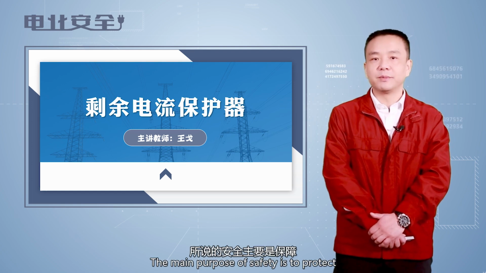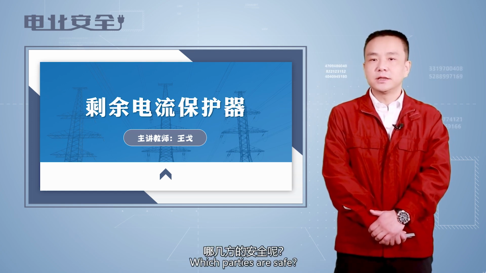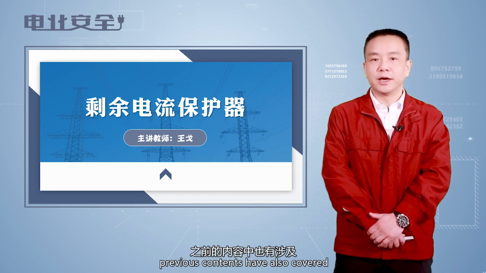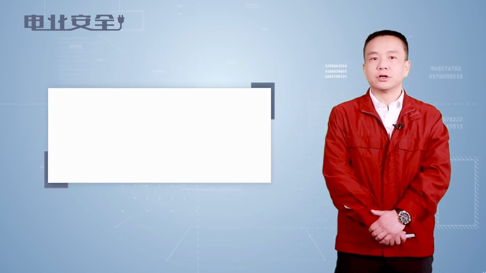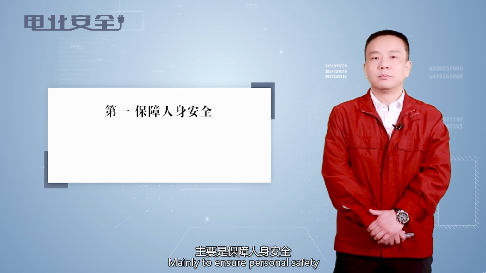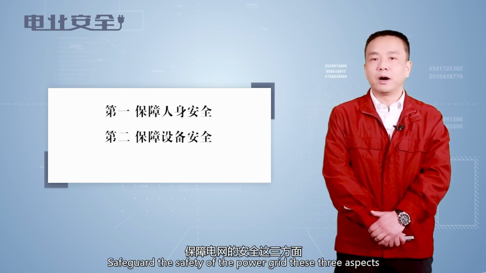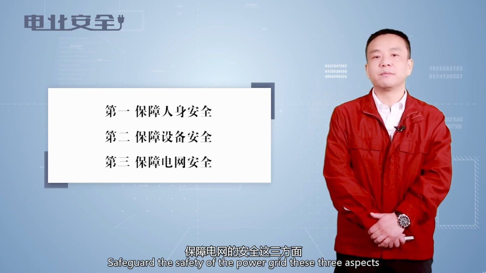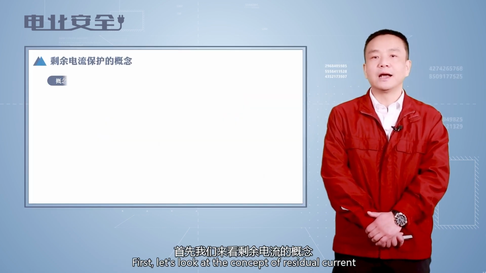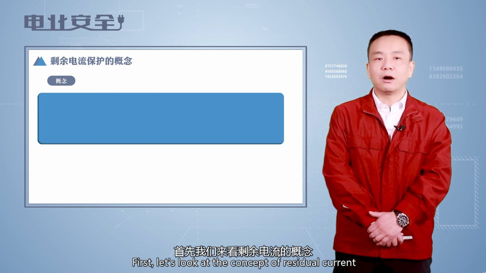Students, recall that in the power system, the main purpose of safety is to protect which parties? We've covered these in previous content: mainly to ensure personal safety, safeguard equipment safety, and safeguard the safety of the power grid. These three aspects. First, let's look at the concept of residual current.